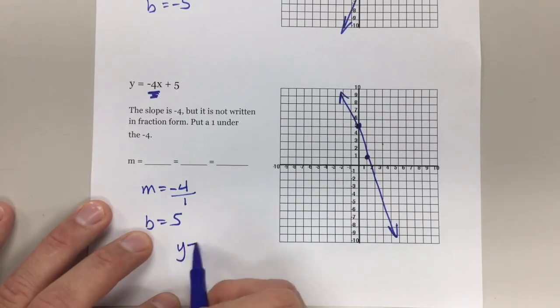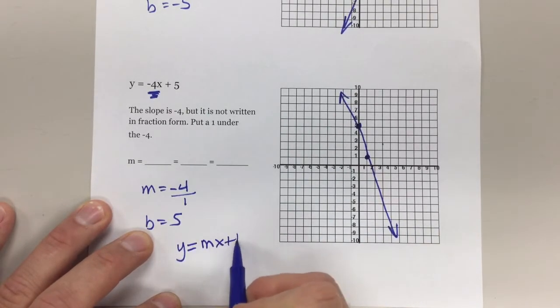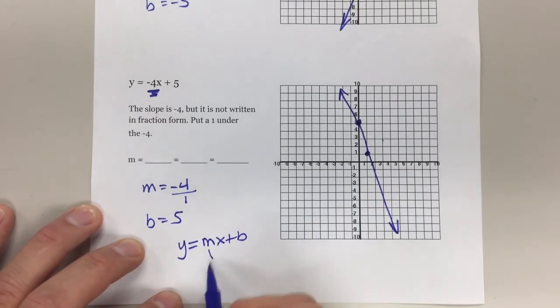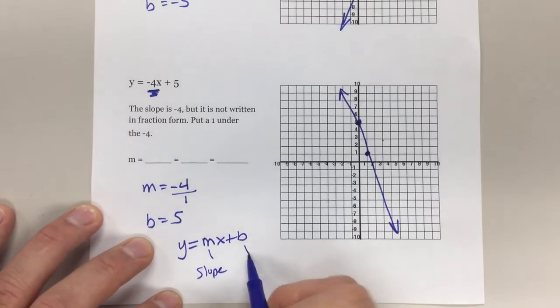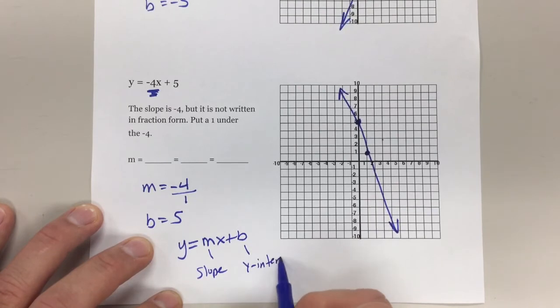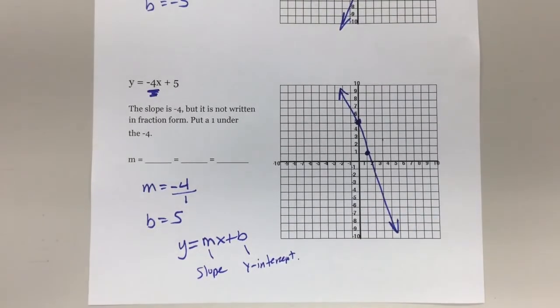So the key today is our equation is y equals mx plus b. M is the slope, b is the y-intercept. Now you should go to Moodle and try the homework.